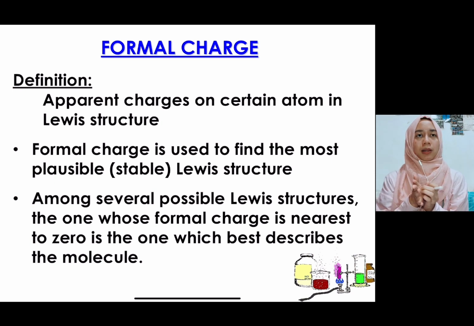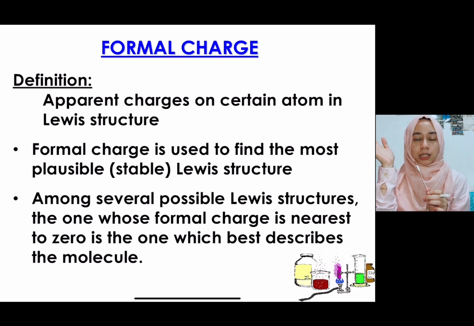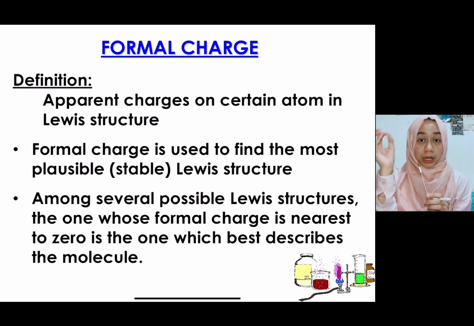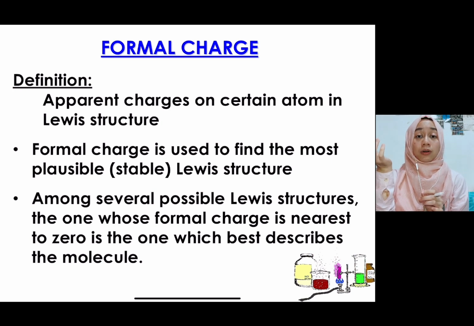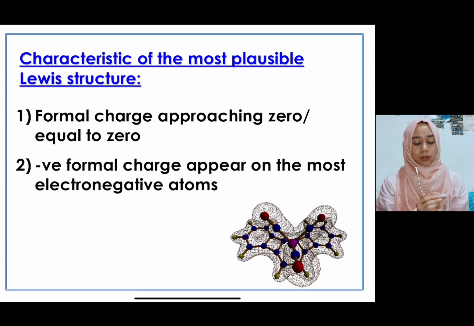Okay, maksudnya kat sini bila kita kira formal charge nanti, let's say semua atom kat situ adalah 0, meaning that is the most plausible Lewis structure, the most stable Lewis structure. Tapi kalau bukan semua 0 pun, tapi the value sangat menghampiri 0, sama ada negative 1, positive 1, itu menghampiri 0 kan, therefore that would be the most plausible Lewis structure. Okay, so characteristic of the most plausible structure ada 2 benda lah. Sama ada the formal charge approaching 0 ataupun equal to 0.